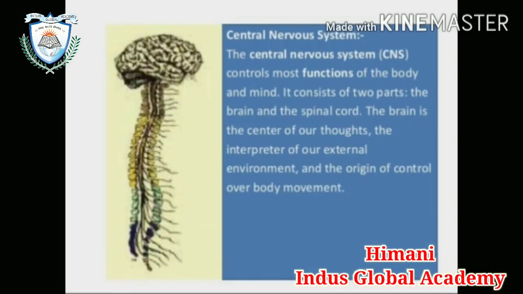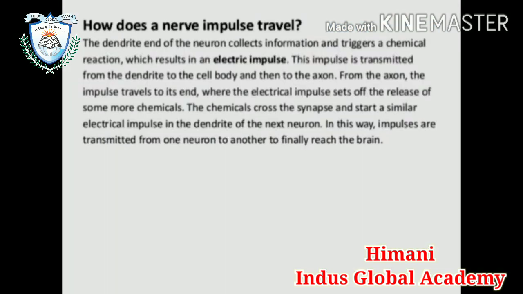Now, the CNS, the central nervous system, controls most functions of the body and mind. It consists of two parts, the brain and the spinal cord. The brain is the center of our thought and interpreter of our external environment, and also the origin of control over body movement. Now, how does a nerve impulse travel?